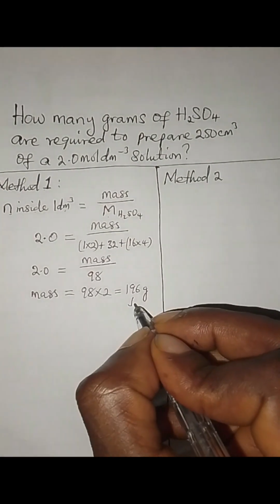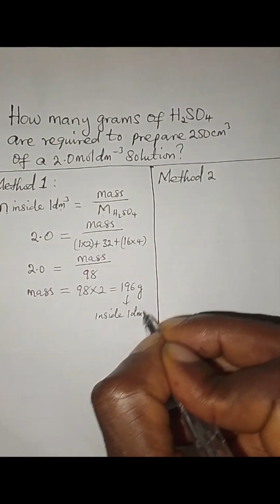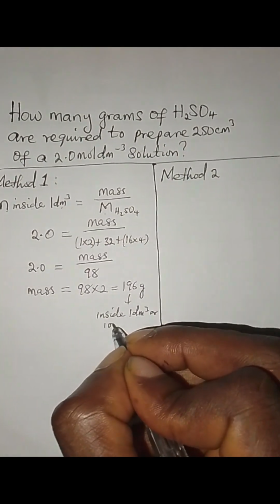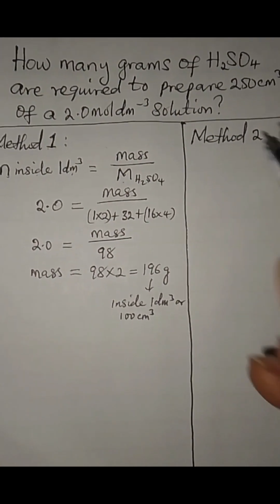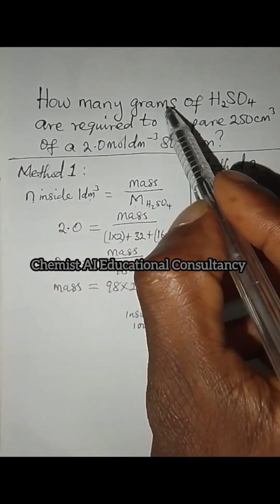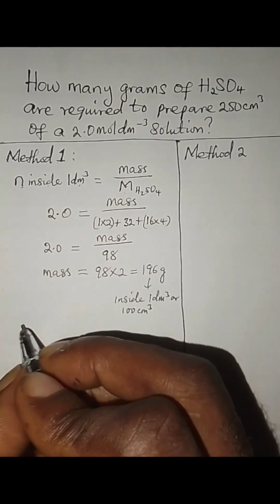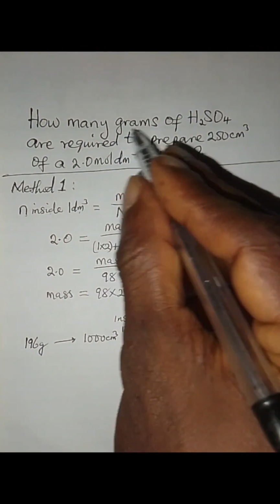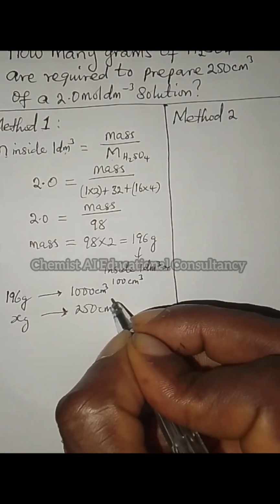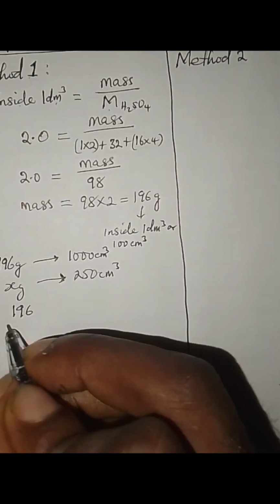Now, the question says how many grams is required to prepare 250 cm cube. Now, we have calculated the number of grams inside 1000. That is the ideal, which is 196 inside 1000. Therefore, let's assume that the number of grams in 250 is x grams. So, if 196 grams is inside 1000, x grams will be inside 250.